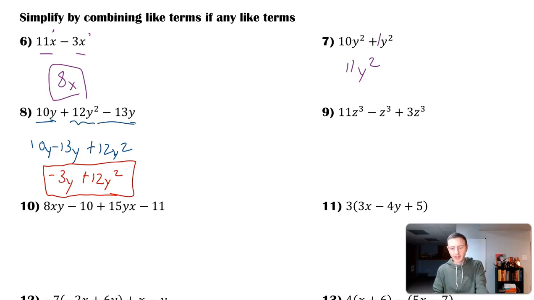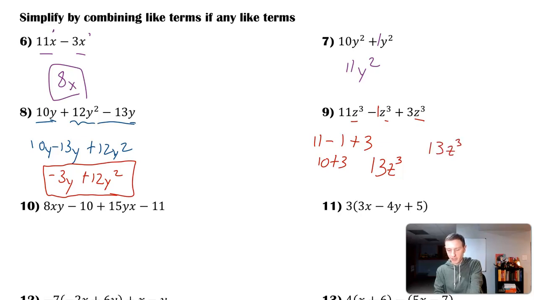Number 9, 11z to the third minus 1z to the third plus 3z to the third. So these are all like terms, z to the third, z to the third, z to the third. We need to combine all three of those terms together. So we're just going to add or subtract the coefficients together. So you're going to do 11 minus 1 plus 3 because they're all like terms. So whatever we get, it's just going to be the term z to the third. So 11 minus 1 is 10. 10 plus 3 is 13. So the answer is 13z to the third.